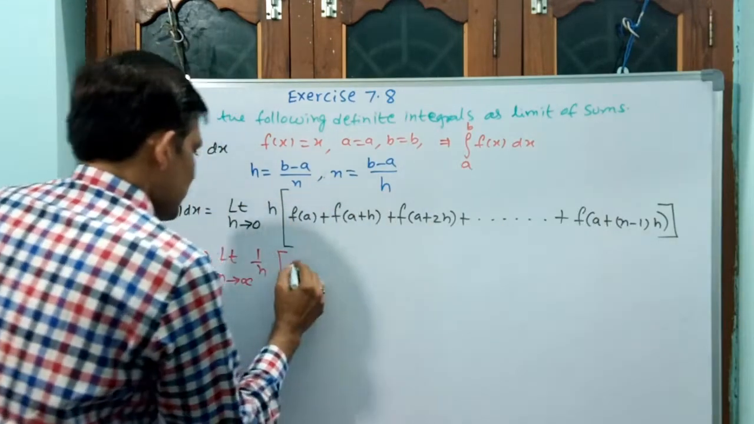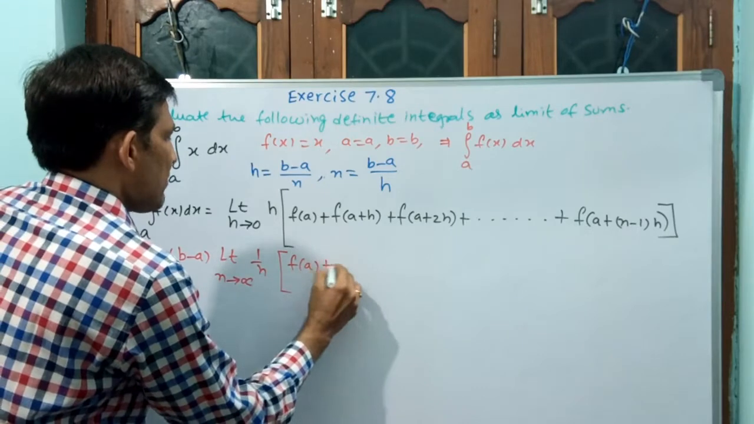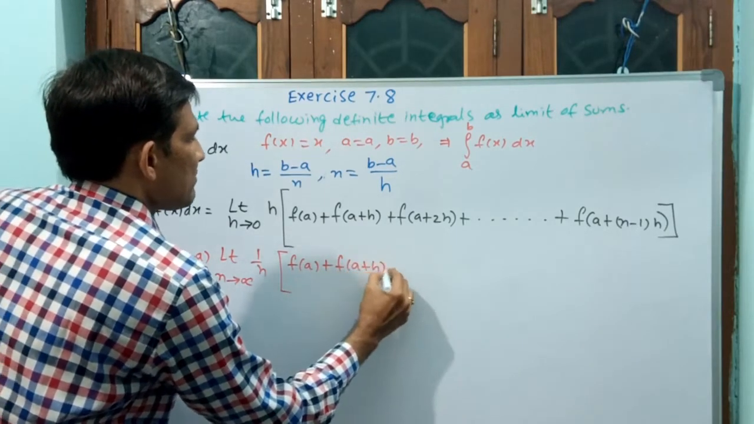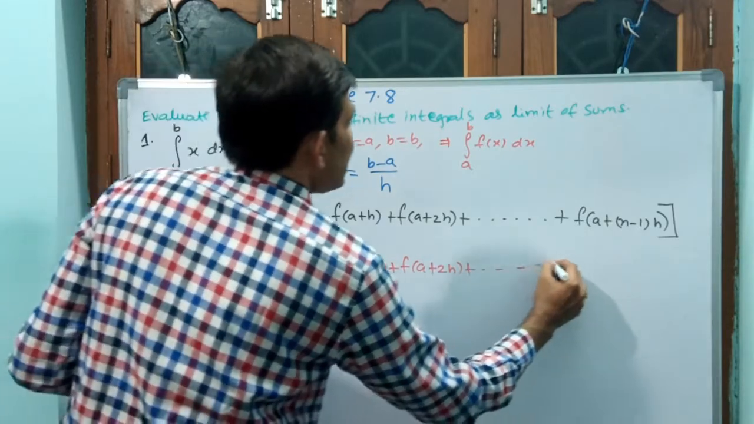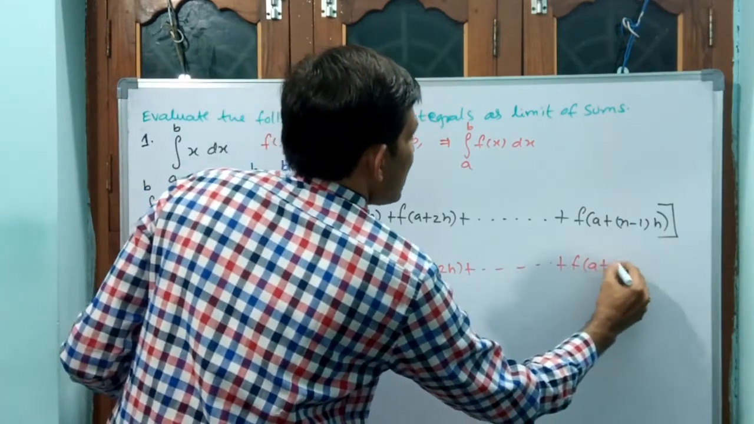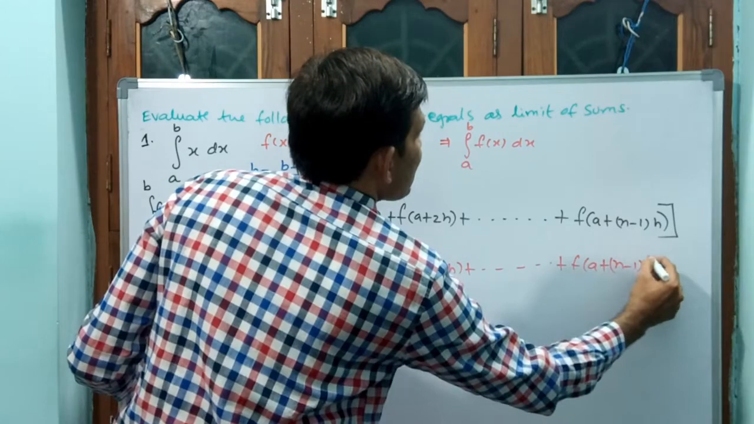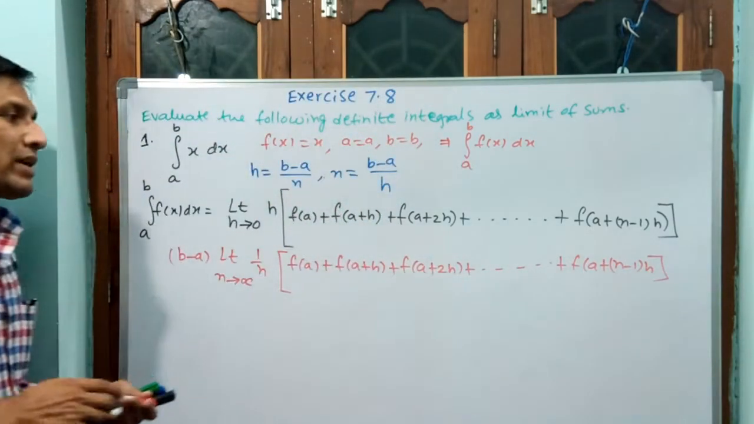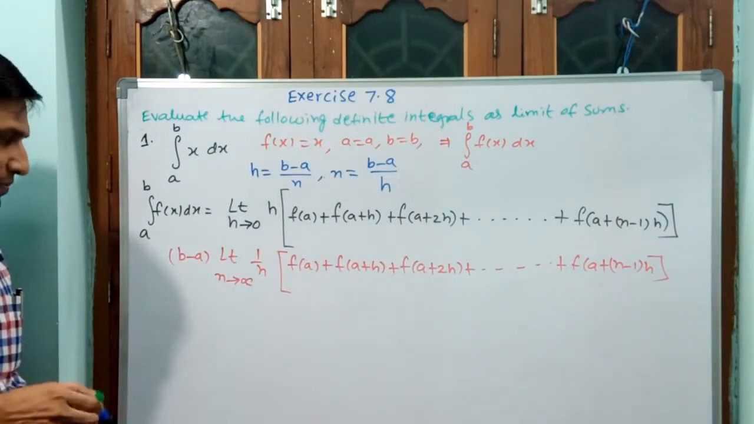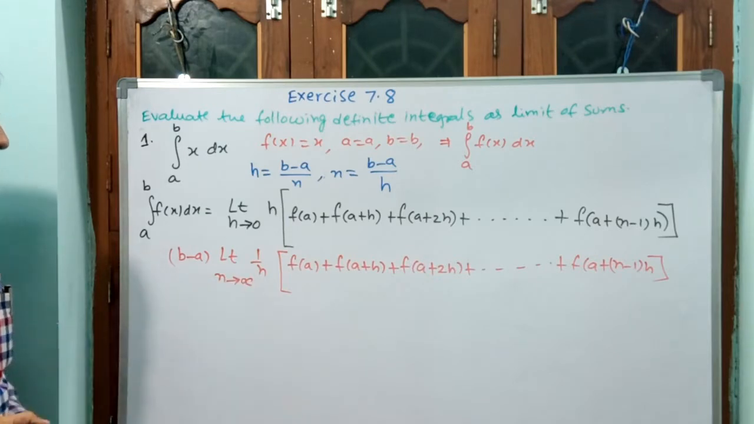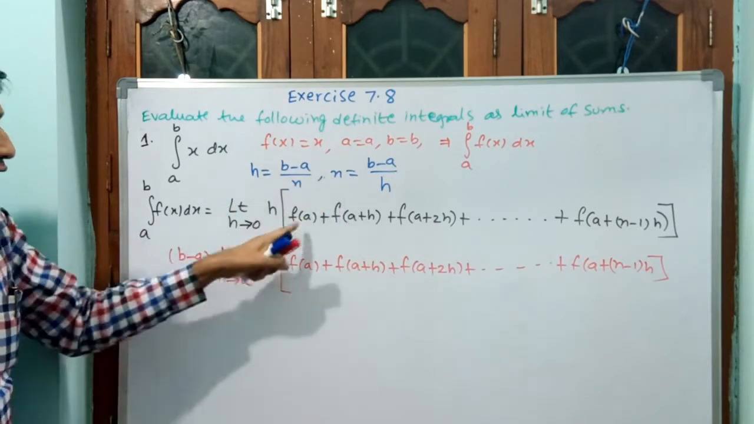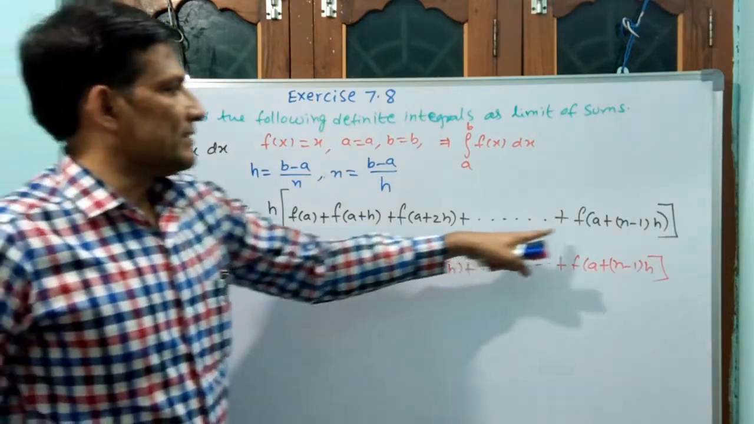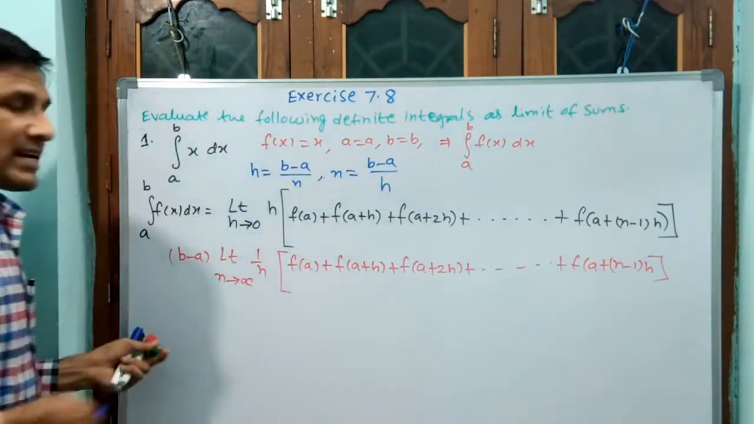The remaining part is the same. Once again I am writing f of a plus f of a plus h plus f of a plus 2h plus and so on, plus f of a plus n minus 1 into h. This formula is the same. Now according to this formula, h and n you already have, but you require f of a plus and so on. These are all you require. Let us write them one by one.